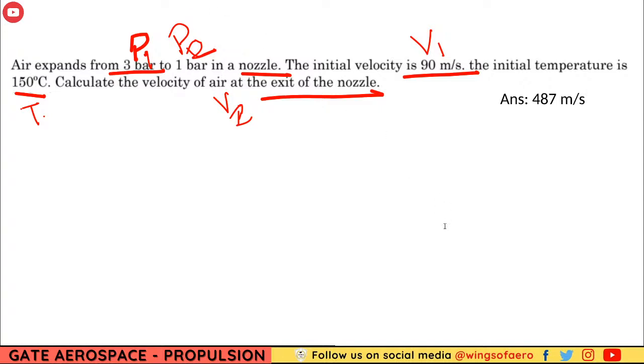Tell me the answer. I will get you the same formula. First, tell me which formula will you implement. And tell me which formula will you use. H1 plus V1 square by 2 is equal to H2 plus V2 square by 2.